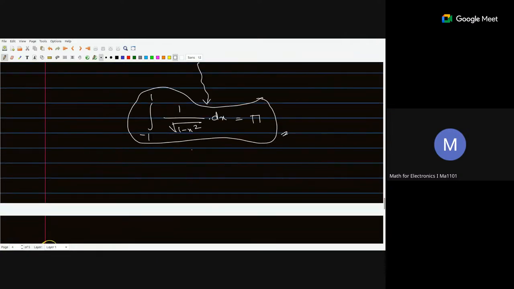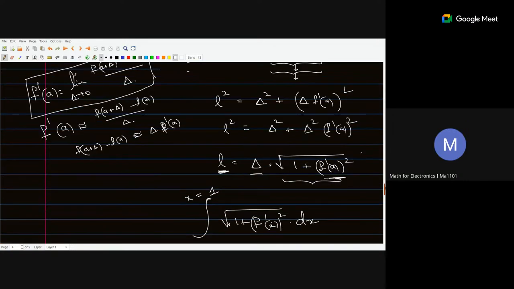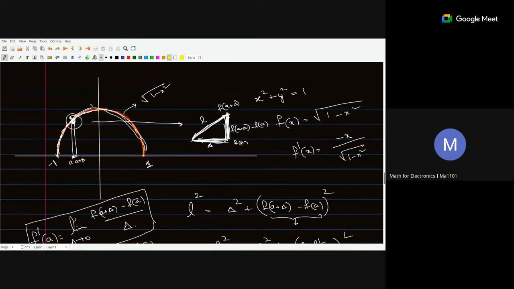Also, along with this result, you can write this as 2 times the integral from 0 to 1 of 1 by square root of 1 minus x square dx. Why? Because you see this whole length is just twice this yellow curve. You just take this 2, invert it, and keep it on the left hand side. You will become the complete half circle.